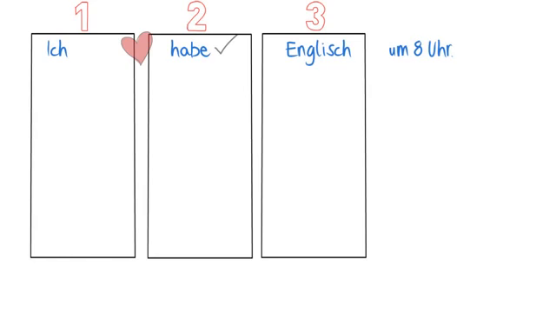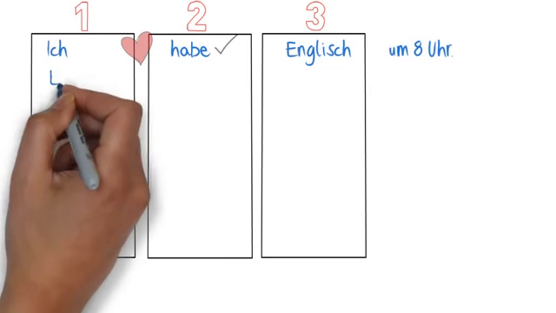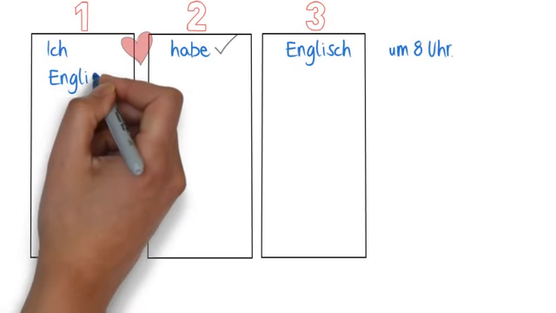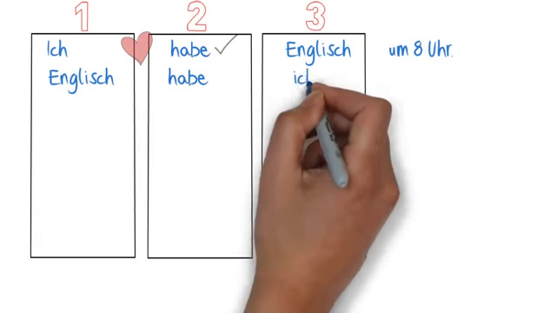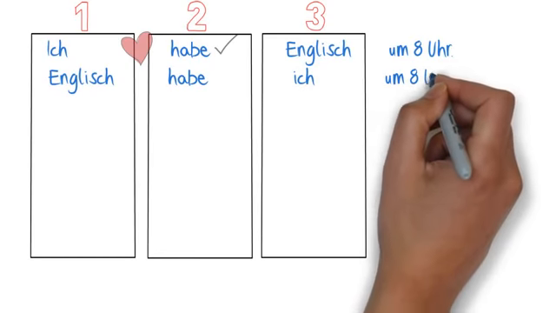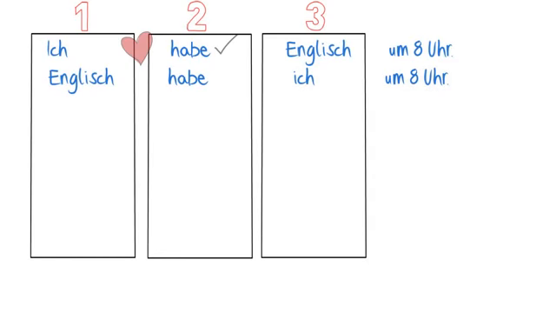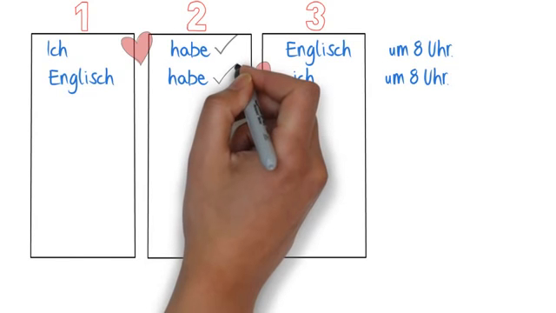We could start the sentence with the direct object, Englisch. If we do that, habe must still be second because it's the verb, and ich goes next to it. The subject and the verb are together, and the verb is second, so this is also grammatically correct.